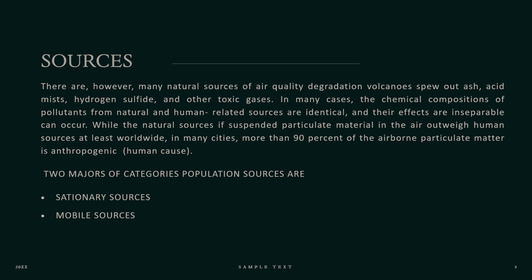Sources. There are many natural sources of air quality degradation, like volcanoes, which spew out ash, acid, hydrogen sulfide, and other toxic gases. While natural sources of suspended particulate material are significant, they are outweighed by human sources, at least worldwide. In many cities, more than 90% of airborne particulate matter is anthropogenic, or human-caused.